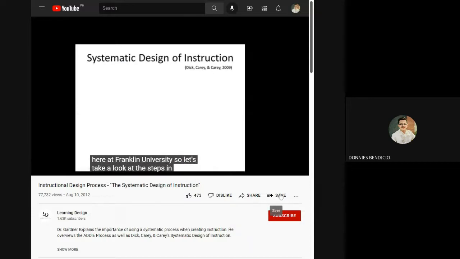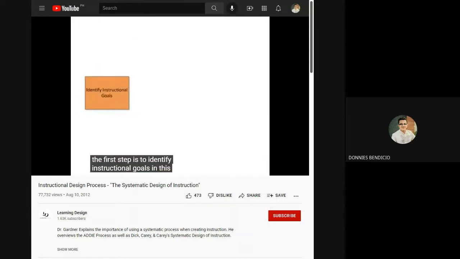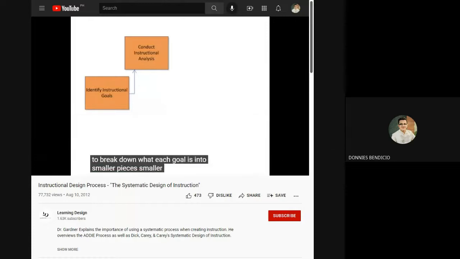So let's take a look at the steps in this process. The first step is to identify instructional goals. In this step, the instructional designer determines what new information and skills they want the learners to have mastered when they complete the instruction. As soon as these instructional goals have been identified, the next step is to conduct an instructional analysis. In this phase, the goal is to take a look at the sub-skills that are necessary to be able to perform the instructional goals. You really need to break down each goal into smaller pieces, smaller steps.